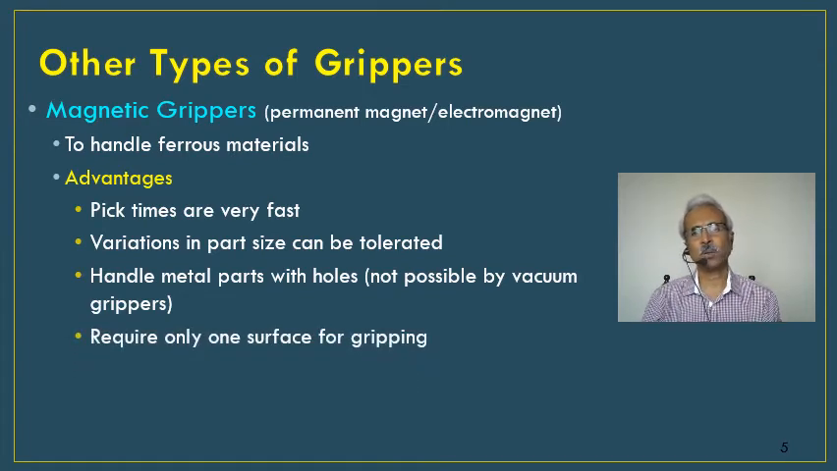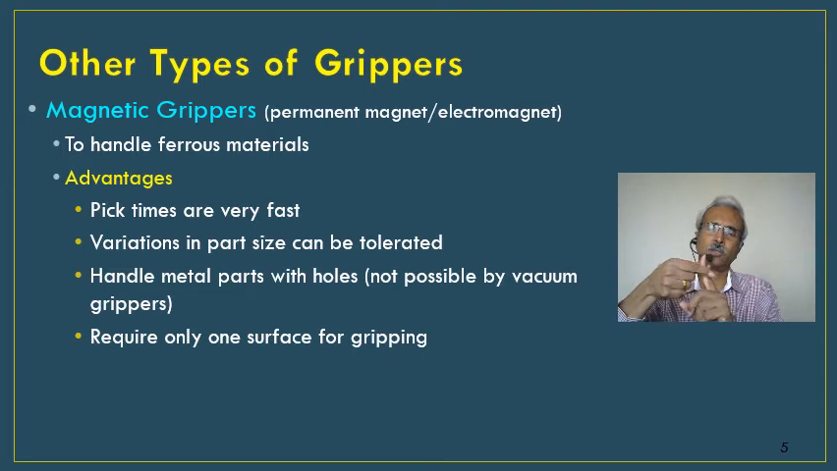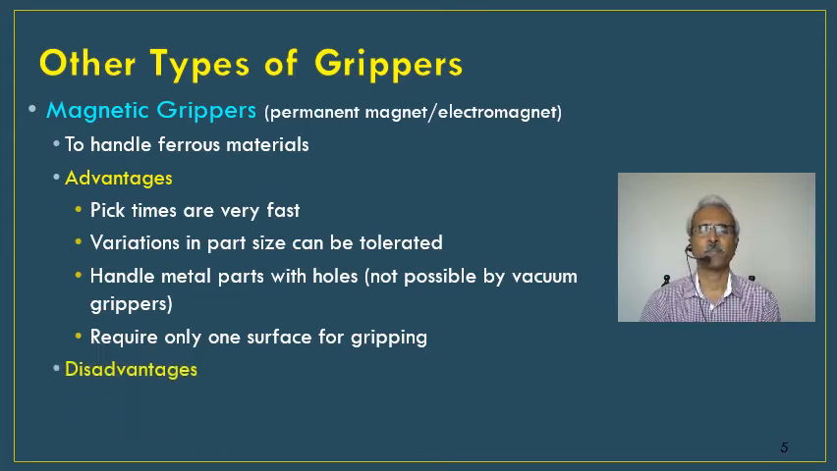It requires only one surface for gripping, right? If I have an object and a typical finger, on two sides I am gripping it, whereas with a magnetic gripper, just one side, just touch it, right? So it requires only one surface for gripping. So in spite of a lot of advantages, could there be any disadvantage of using a magnetic gripper?